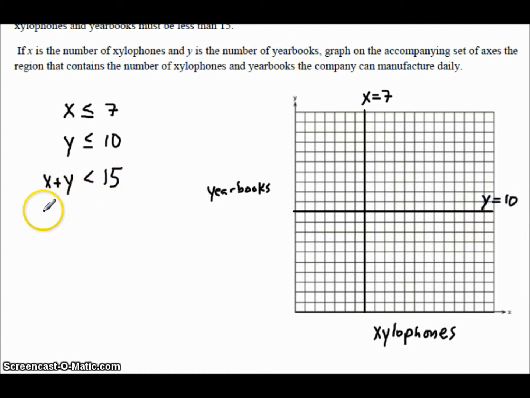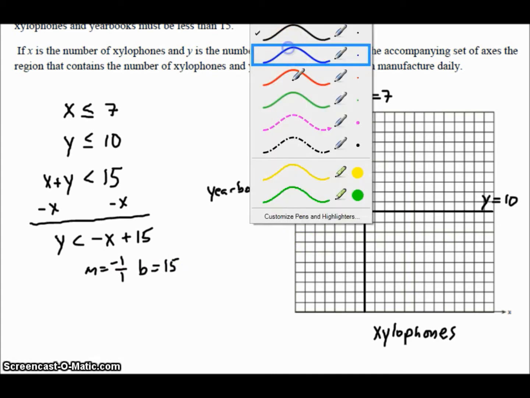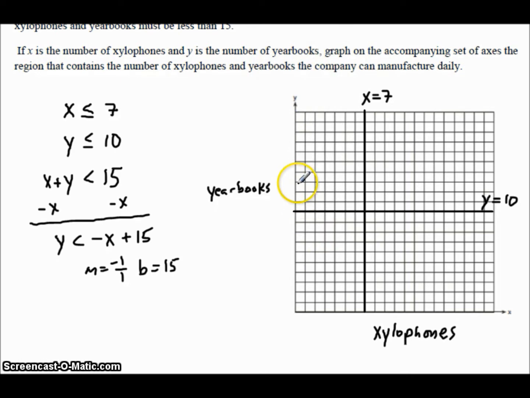The last one I've got to put into y equals mx plus b form in order to graph, so I'm going to subtract x from both sides. And we get Y is less than negative x plus 15. This would have a slope of negative 1, or negative 1 over 1, and my y-intercept is 15. So I've got to graph this one. If this is 10, this would be 11, 12, 13, 14, 15 as my b, and a negative 1 over 1. So I'm just going to go down like this.